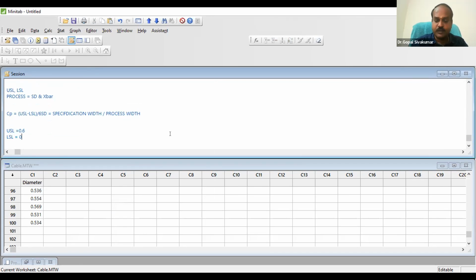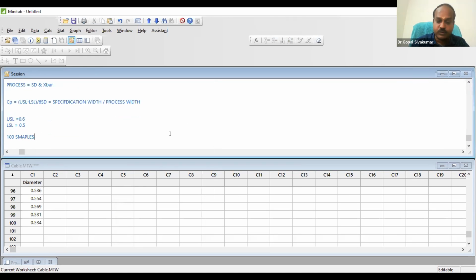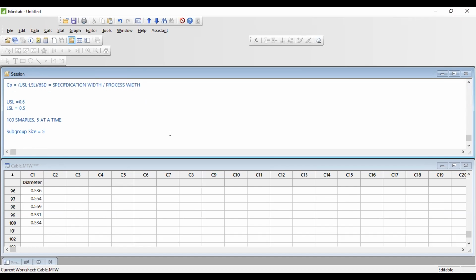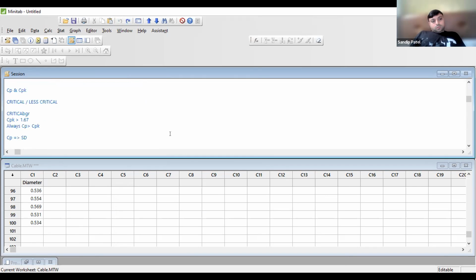And now you have collected 100 samples. 100 samples, please note, 5 at a time. At a time, how many samples are you taking? 5. That means every time you are collecting a group of 5 samples. So your subgroup size is equal to 5. All of you understand why subgroup size is 5? Now totally 100 samples you have. That means totally how many subgroups did you collect? 20. Very good. I'll type here.